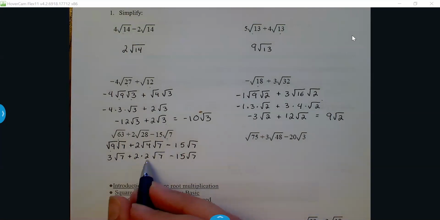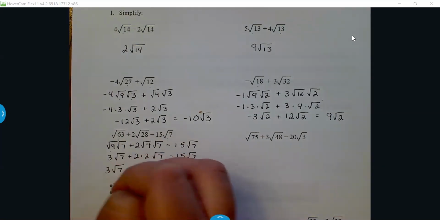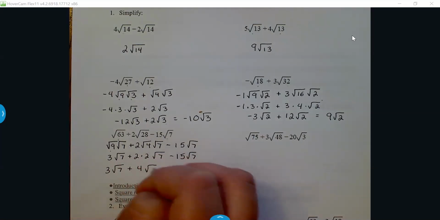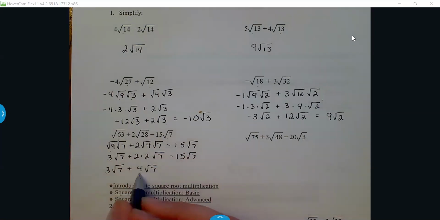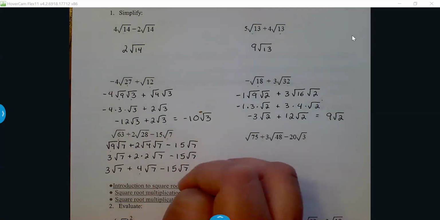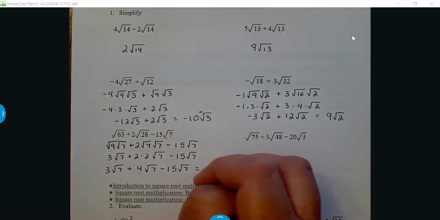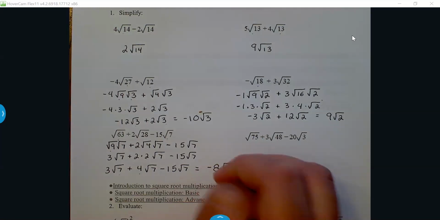So I have 2 times the square root of 7. So this would be 3 times the square root of 7 plus 4 times the square root of 7, because 2 times 2 is 4, minus 15 times the square root of 7. Okay, now because they all have the square root of 7 in it, I can just add and subtract their coefficients, whatever it tells me to do. So 3 plus 4 is 7, then 7 minus 15, we're looking at negative 8 times the square root of 7.